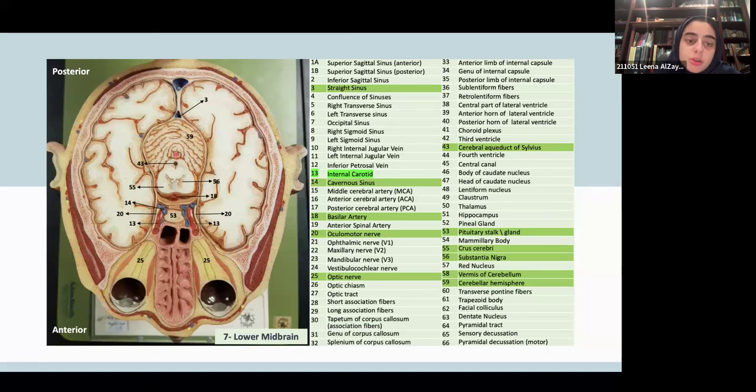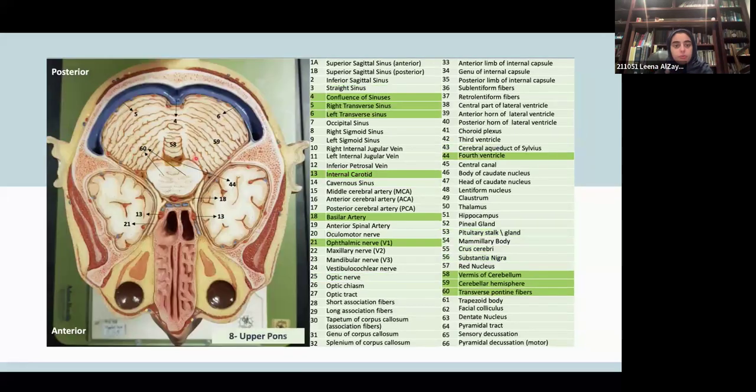You know how the vermis is the middle of the cerebellum, sorry. So 58 is the vermis and 59 is the cerebellar hemispheres. 3 is the straight sinus. Number 4 is where you combine the transverse sinuses. So this is transverse sinus, this is transverse sinus, and when you combine them together over here in the middle, where it's like a pool of veins, it's called the confluence of sinuses. So 4 is the confluence of sinuses.